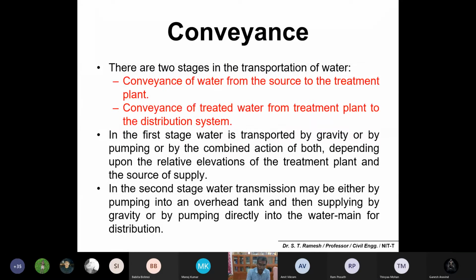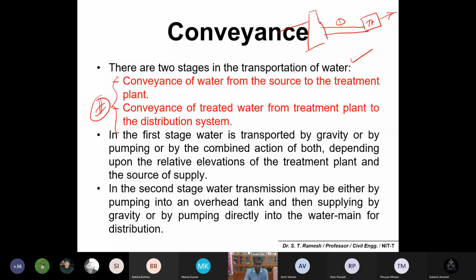For conveyance in transportation of water, there are two stages. One is conveyance of water from the source to the treatment plant. Okay, so from the source, maybe your dam, to a treatment plant, TP. That is number one. The second one is conveyance of treated water from the treatment plant to the consumers or the distribution systems. So please make a note of these two points.